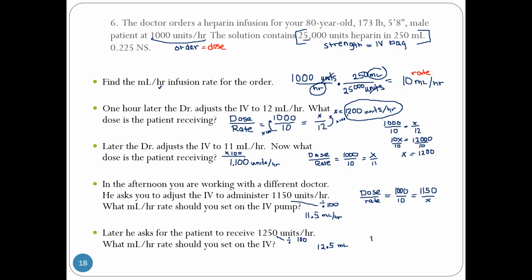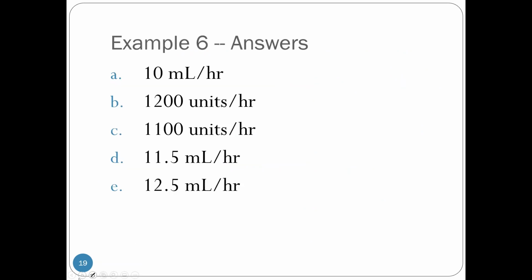And then similarly, the last one would be the same idea. So dose over rate is 1,000 over 10. And again, the 1,250 would go on top because it is a dose, and x on the bottom. And so that is how we would get the answers. We can use the shortcut with this noticing of the 100 as the factor between them, or we can set up the proportions for them. Here are the answers all spelled out so that you can check your work.